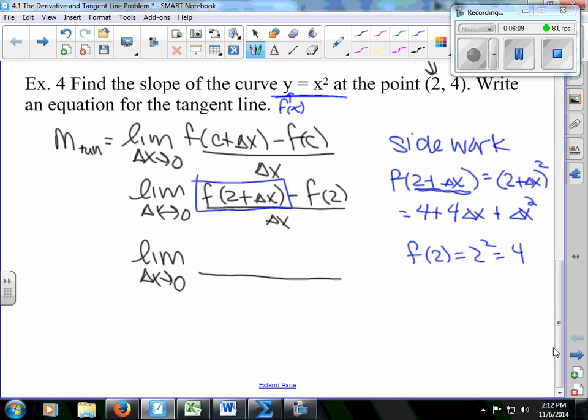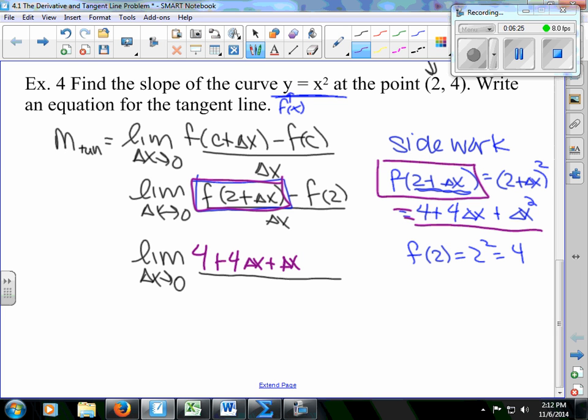So for the f of 2 plus delta x, which I have, let me put it in purple here, I just did side work and figured out what f of 2 plus delta x is. It's equal to this. And so that is going to be substituted into my limit. So I'm evaluating the difference quotient before I evaluate the limit. That's what's happening here. Minus f of 2. f of 2 was 4, over delta x.